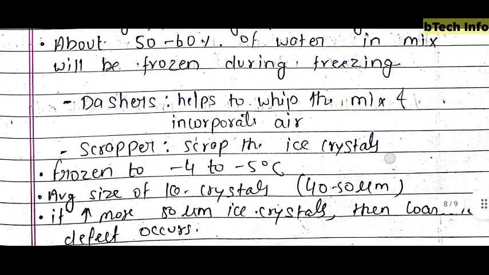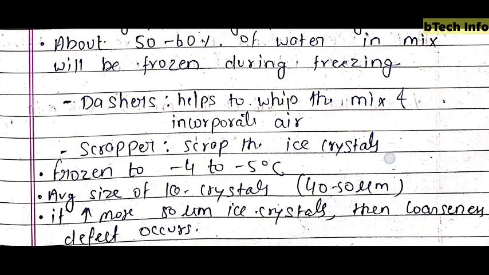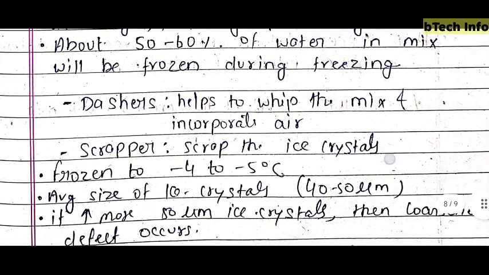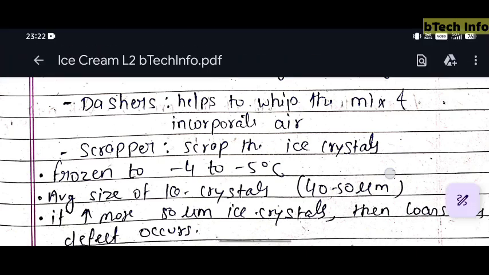We have a continuous freezer with a dasher and scraper. The dasher helps to whip the mix and incorporate air inside the mix. The scraper scrapes the ice crystals from the surface of the continuous freezer.